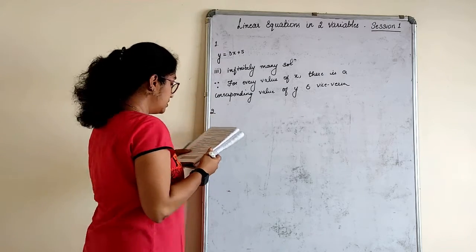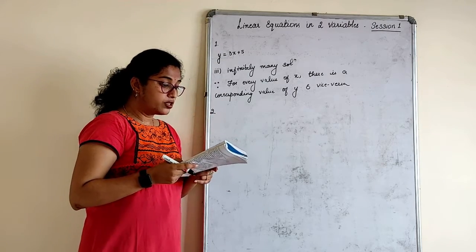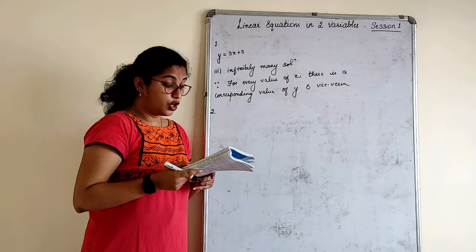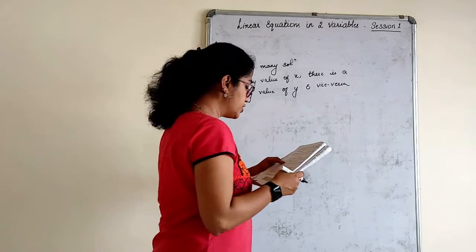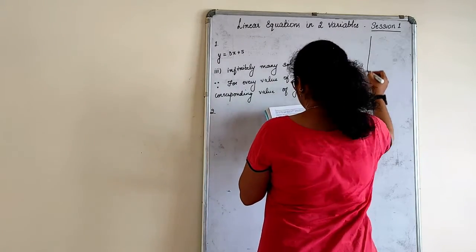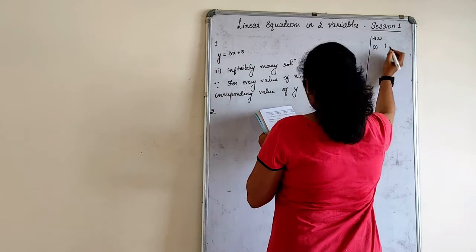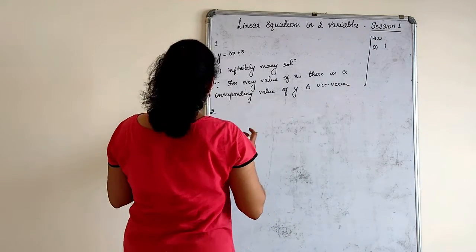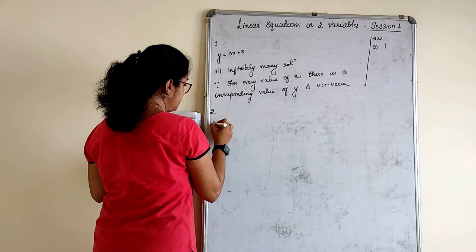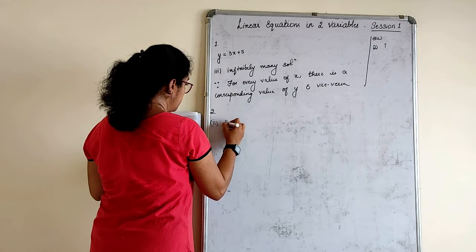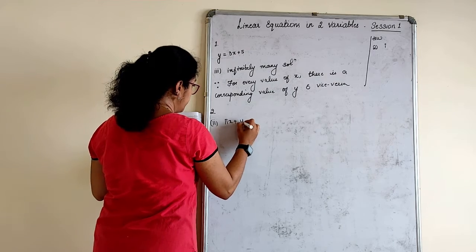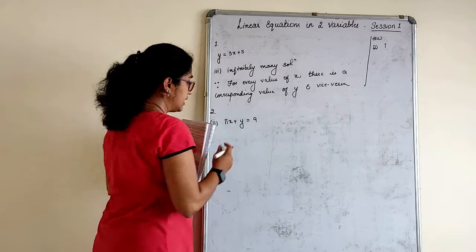Okay. Second one. Write 4 solutions for each of the following equations. I'll give you the first one as homework, children. The first one is homework. How to solve? I'll start from the second one. Pi x plus y is equal to 9.